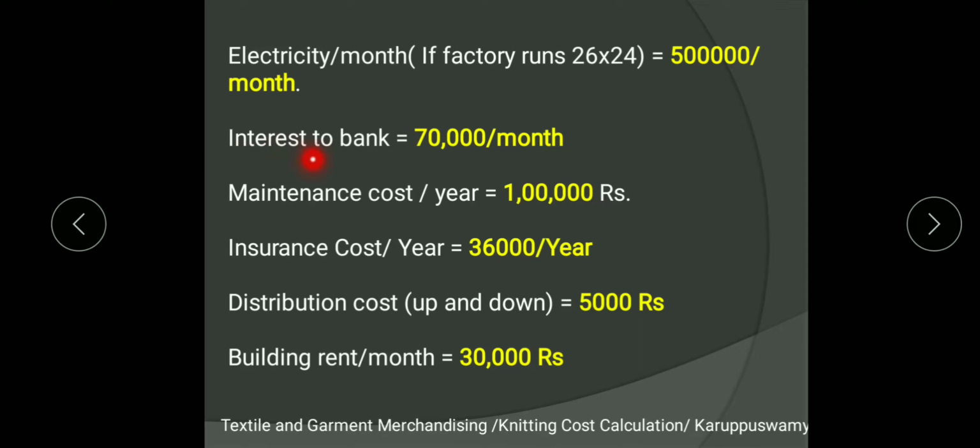And then interest to bank. It means you have to spend a certain amount of money to establish your business. For that, most entrepreneurs approach a bank and receive loans, and they have to pay a certain amount as interest. So your interest to bank is 70,000 rupees per month. And then your maintenance cost will be around 1 lakh rupees per year.